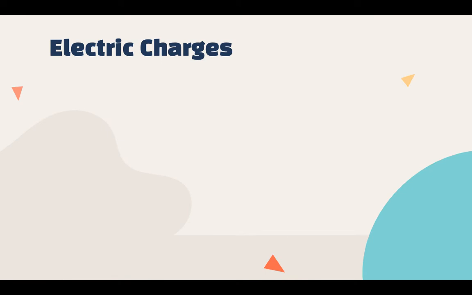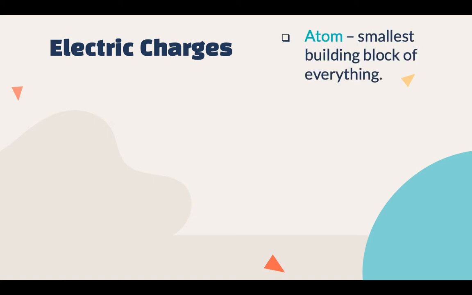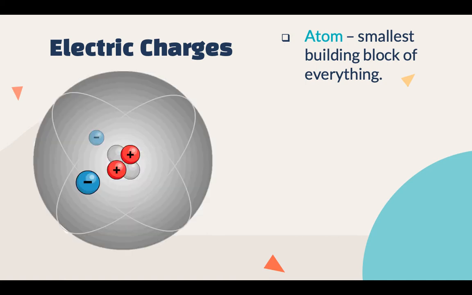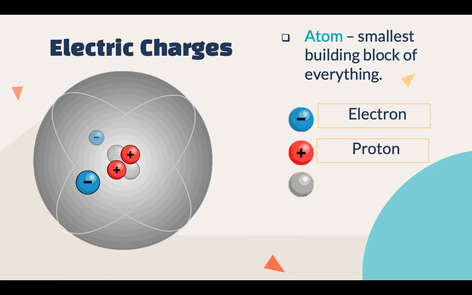To be able to understand electricity, we have to understand first the basic concept of electric charges. Let us start by discussing the atom. The atom is the tiny building block of everything. It is composed of 3 different particles: the electron, proton, and the neutron.